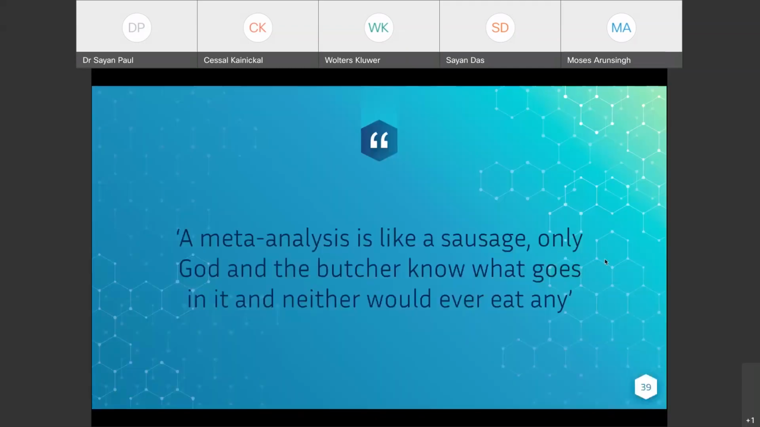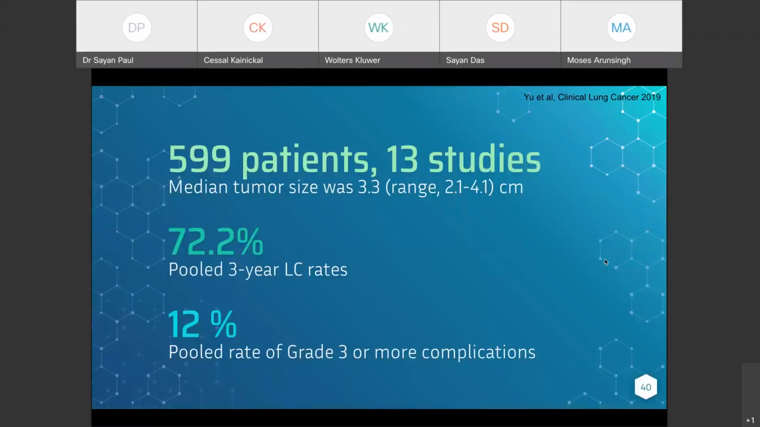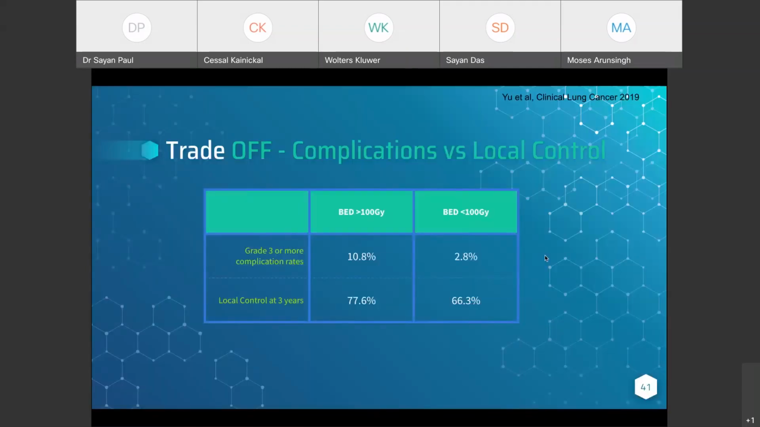With all these, a meta-analysis was also done, which included 600 patients from 13 studies. The pooled 3-year local control rate was 72%, and an acceptable grade 3 or more complication rate of around 12% was reported in this meta-analysis. So it is always a trade-off in radiotherapy, as we all know, between complications and local control. We had earlier seen that a BED of more than 100 gray is needed for better local control, and this was again reiterated in this meta-analysis as well.